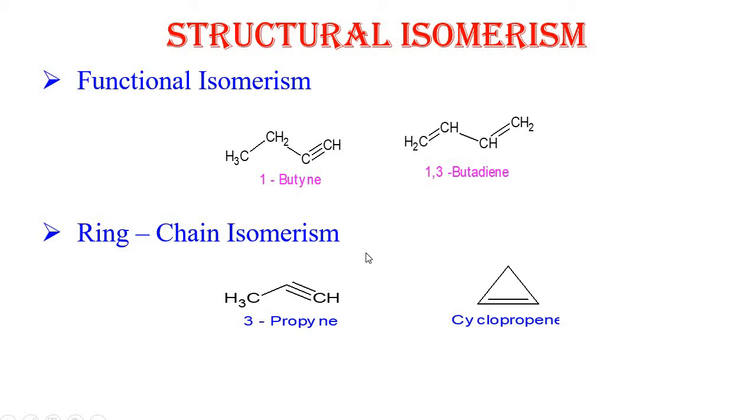One isomer is present in straight form, while the other isomer is present in ring form. So, the different types of isomerism shown by alkynes are chain isomerism, position isomerism, functional isomerism, and ring chain isomerism.